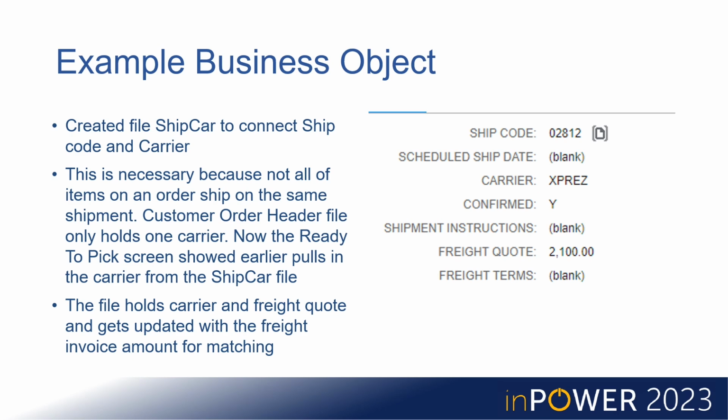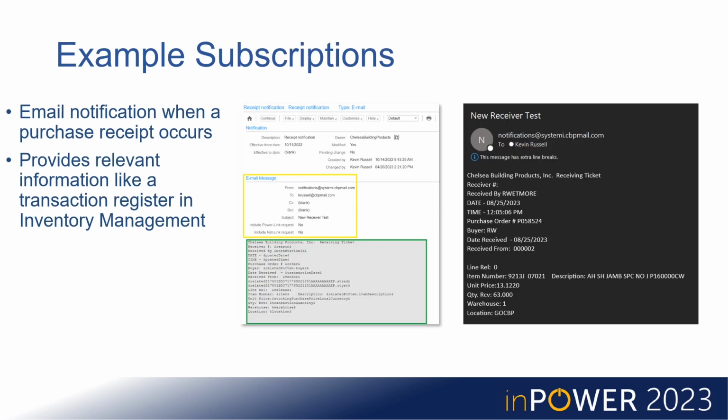An example of subscriptions I have here is where I do an email notification when a purchase receipt occurs. So I set up my email message, who I'm sending it to, who it's from, the subject, and whether I want to send a link or power link to it. I've never got the power link to do anything, but the netlink one will take you right to netlink to that transaction. But I can use the message builder below and build out what's going to be seen in this email.